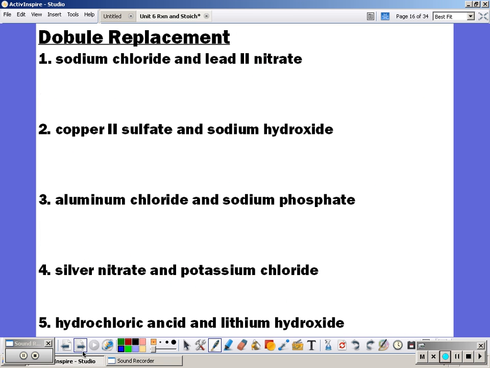When you do a double replacement, you have to check the solubility rules. A reaction, a double replacement, will only work if you form a solid, form a liquid, and the liquid would have to be water, or if you form a gas. Your solubility rules tell you if you form one of those.